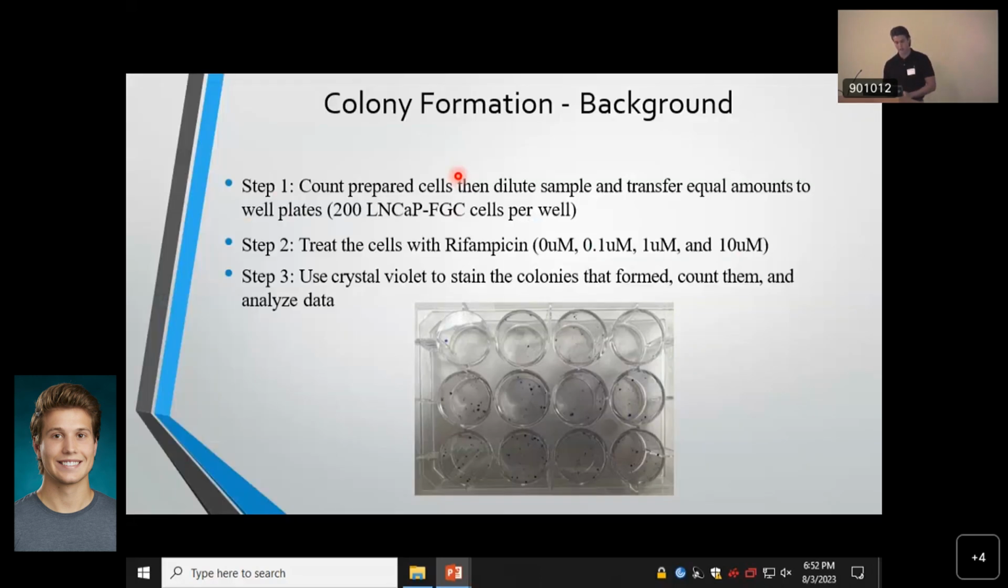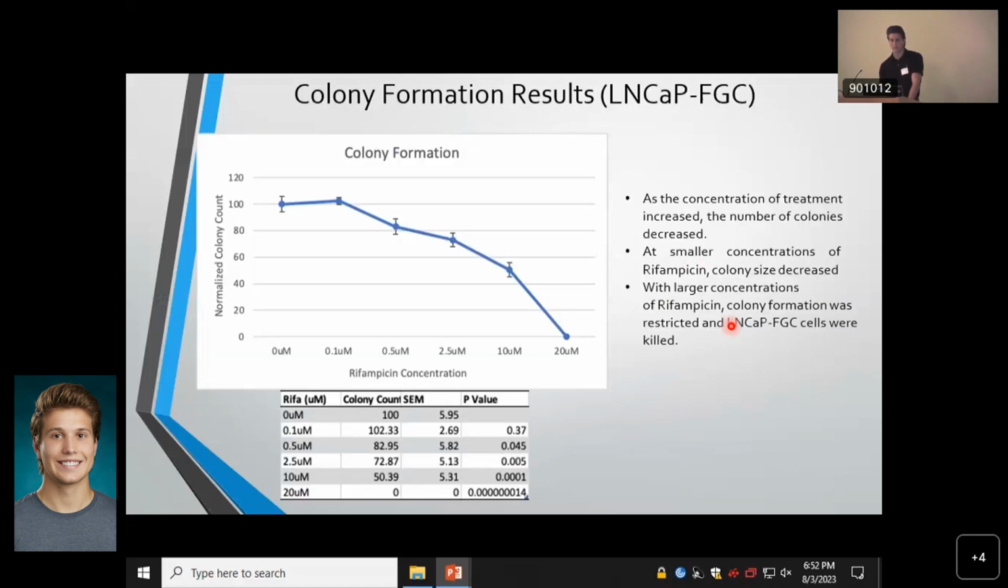So then from here, I did a colony formation assay, where this is the background of it. Basically, I count the prepared cells, dilute the sample, and transfer equal amounts into the well plates. We did 200 LNCaP FGC cells per well, and then we treat the cells. These are my concentrations used. Then I used crystal violet to stain the colonies that formed, count them, and then analyze the data.